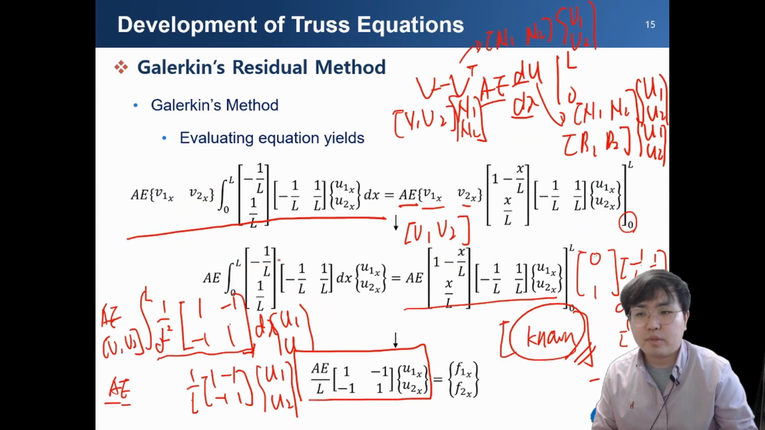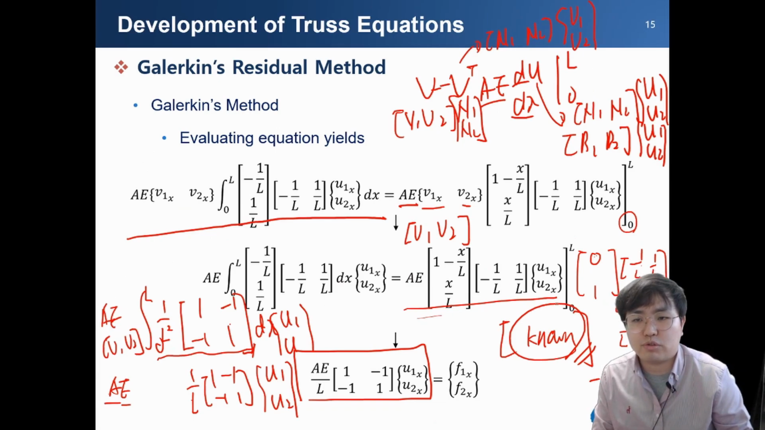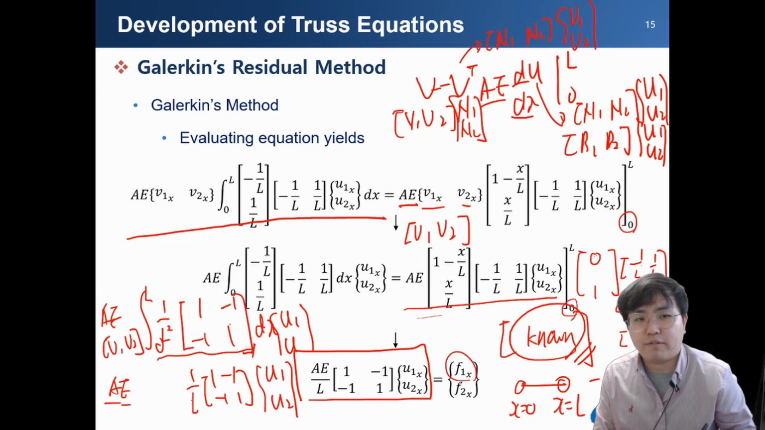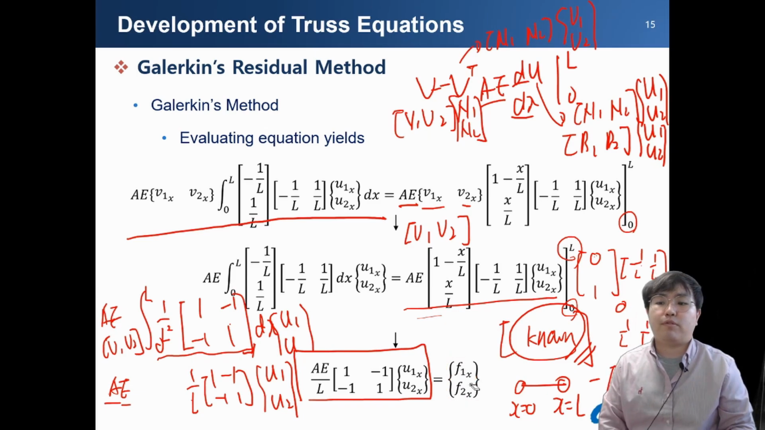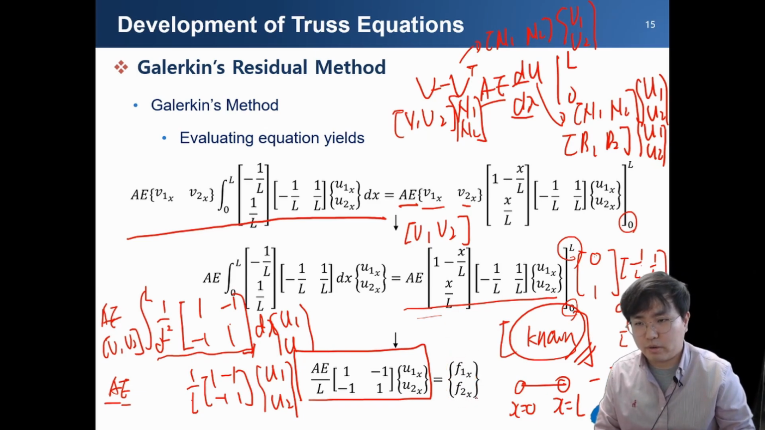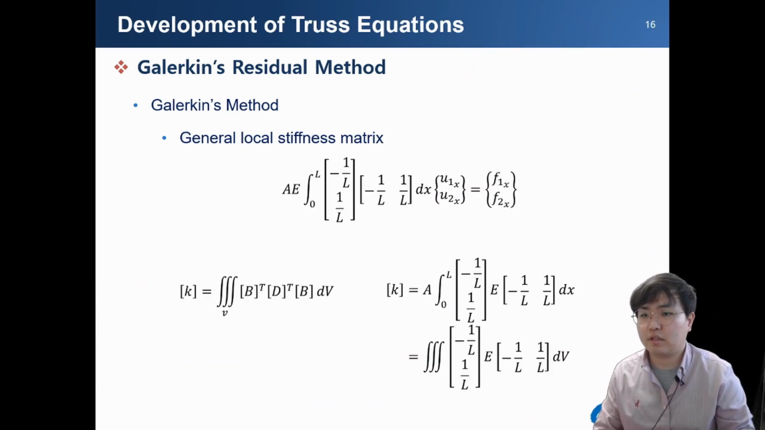In the next slide, I'm going to show you the detail. First is point L, and this is x equal to 0, this is equal to L. Maybe this part means the first nodal force, and this part becomes the second nodal force, so you don't need to worry about the right-hand side. So using integration by parts, we can define the surface or nodal forces like this. So this is the Galerkin residual method.